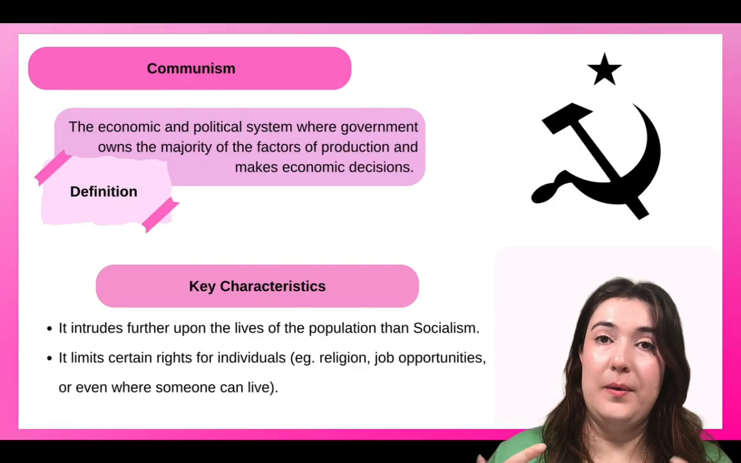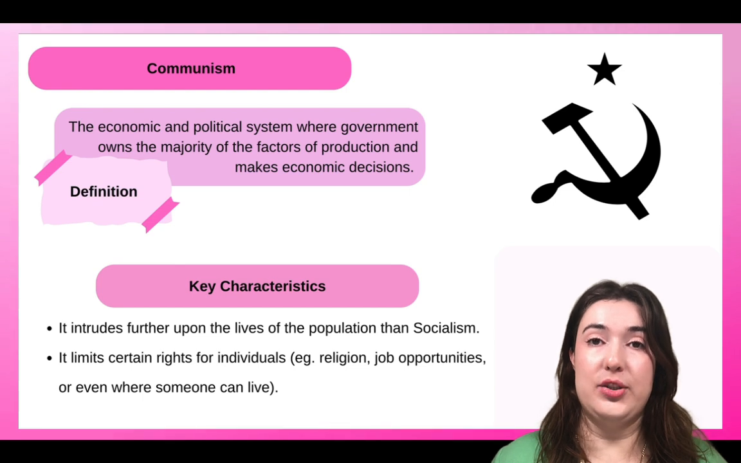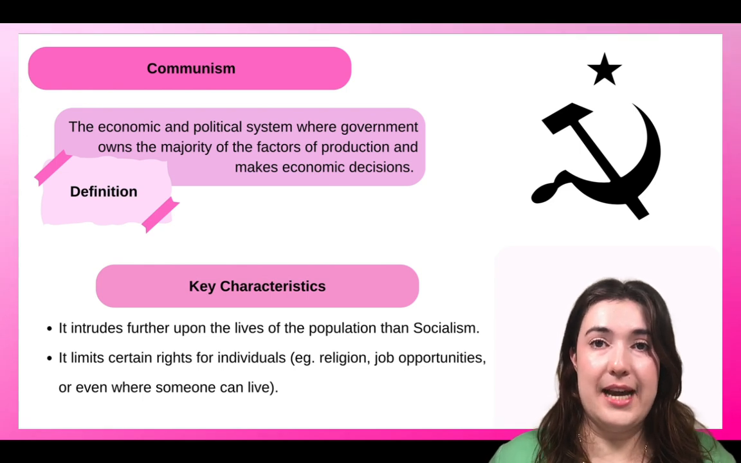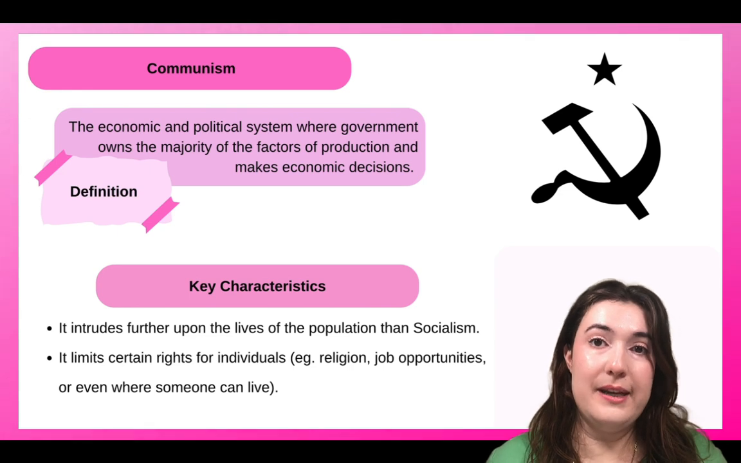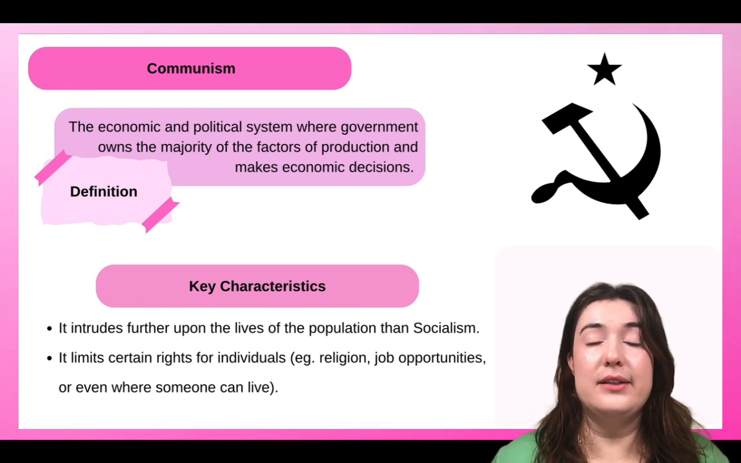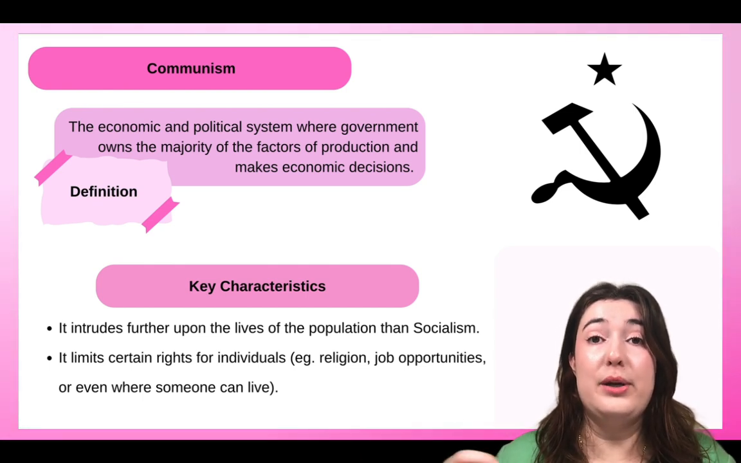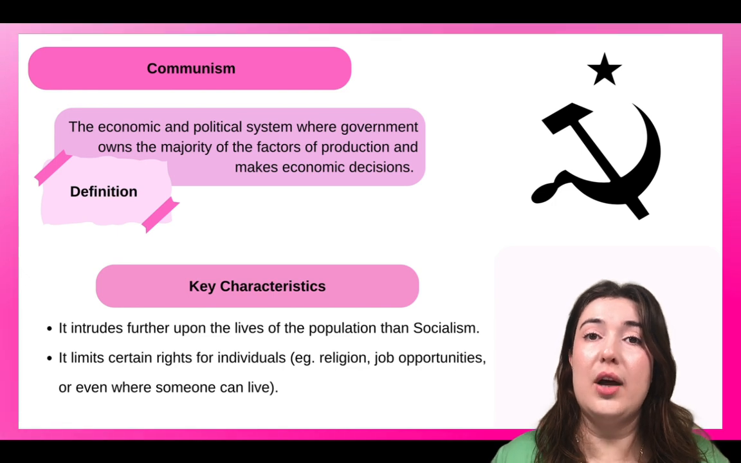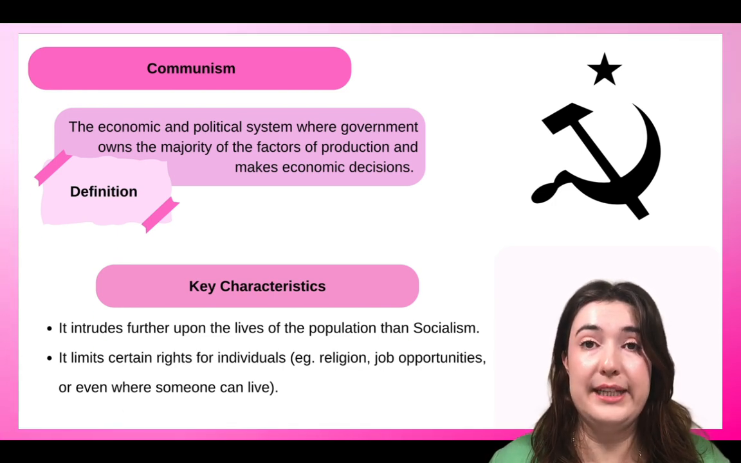Communism is basically where the government owns all of those main factors of production. So they decide what happens in the economy. They make those economic decisions. A key characteristic of this economic system is that where socialism is still somewhat limited in how government controls only certain factors of production, in this case government owns all those factors of production, and it's intruding a lot more on people. For example, it limits certain rights for individuals.